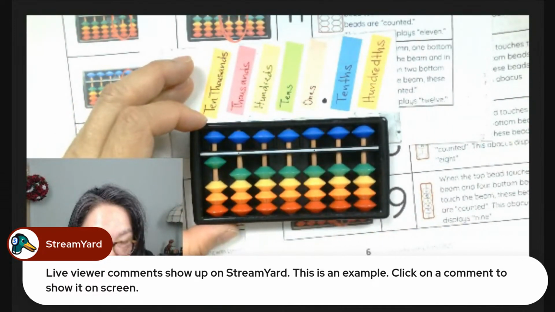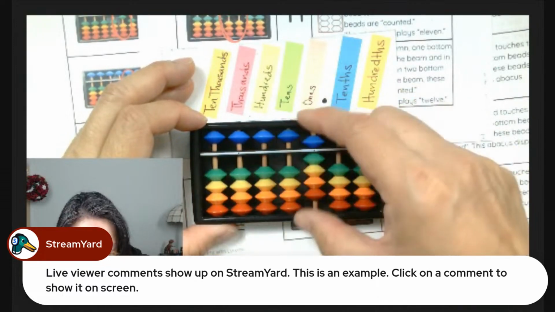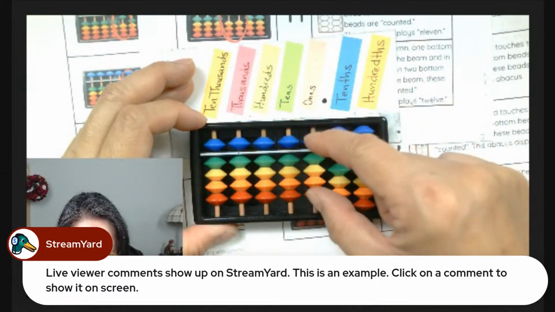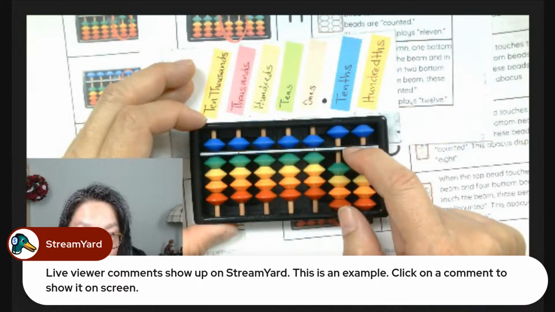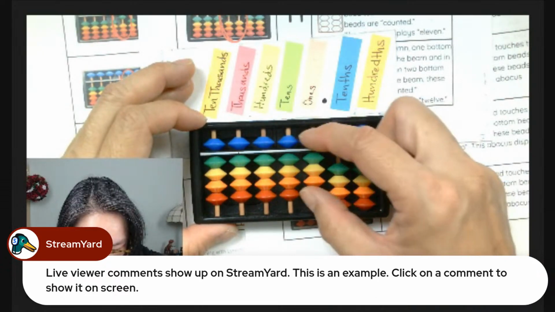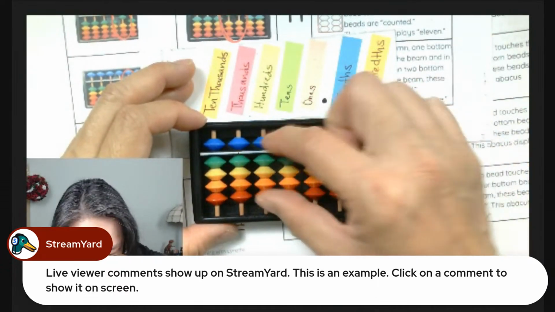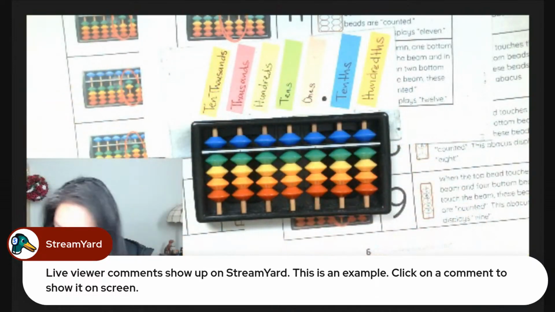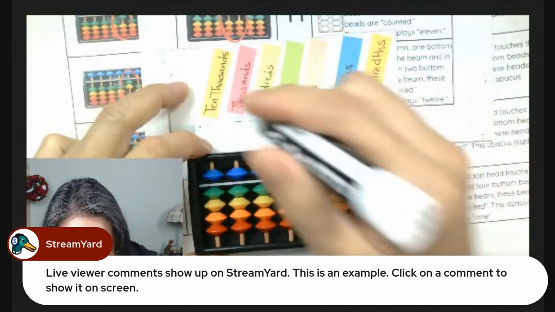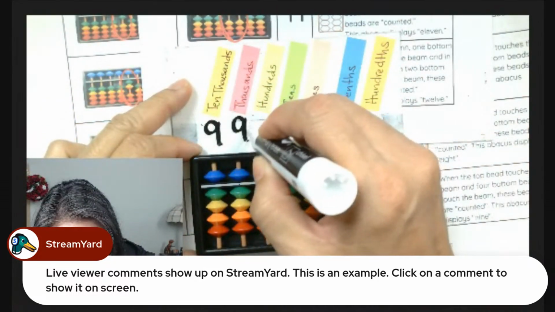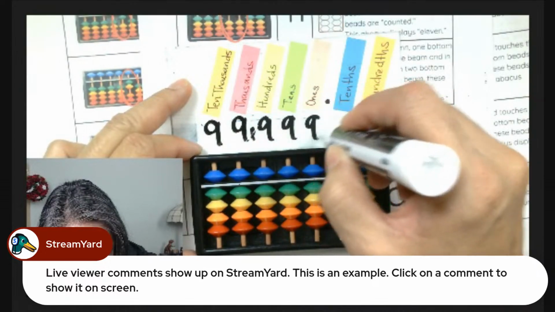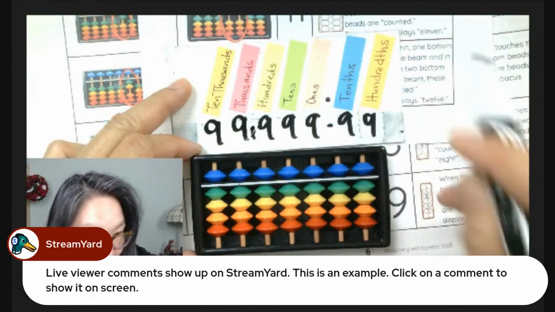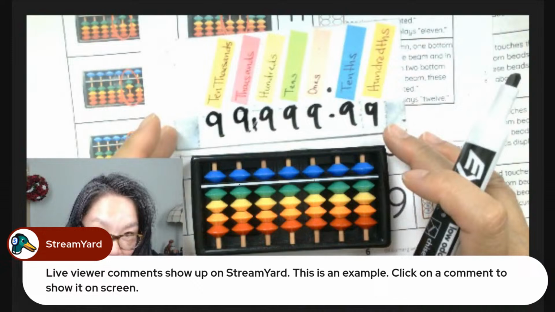Whoa. So when we are looking, all of this, if we have all of the beads touching the horizontal bar, now this is called 9. This is all 9. So we do 9, 9, 9, 9, 9, 9, 9. So when we write it out it looks like this: 999.99. So that's what this looks like.